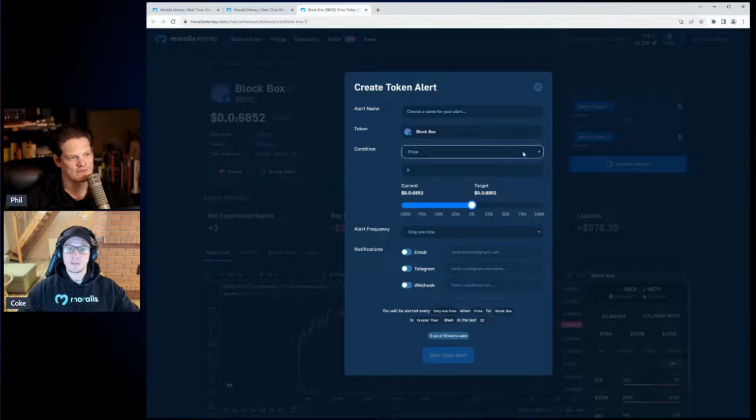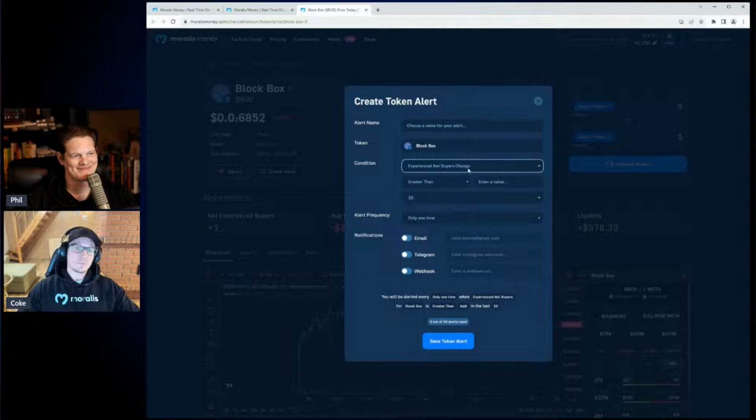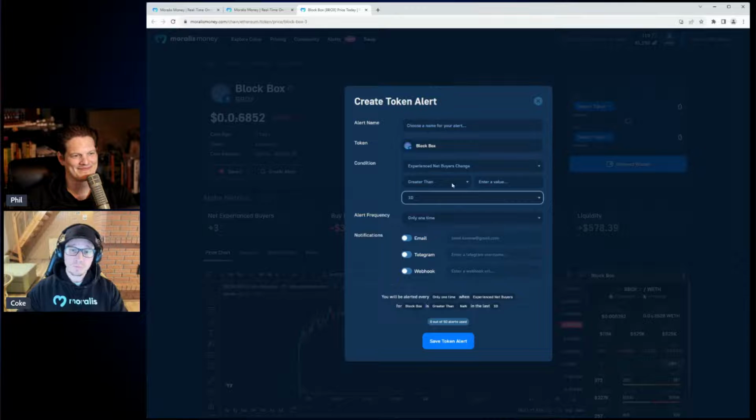Maybe you want to see price move. Maybe you want to see that experienced net buyers are coming in. So this can happen before price is pumping. So yeah, there's different ways to alert yourself as well. And you have different time frames to use, and use greater or less than, etc. And also you have the ability to name your alert as well.